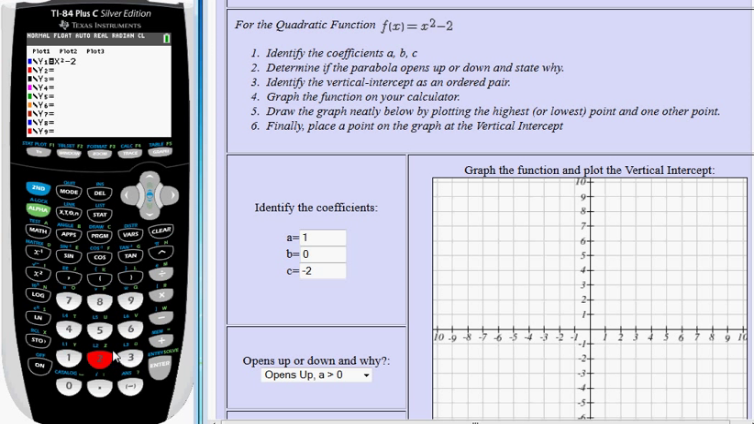This is going to show up on our standard window. So I'm just going to make sure that we're in a standard window by not hitting graph, but hitting zoom 6. If you hit zoom and select option 6, it says zoom standard.